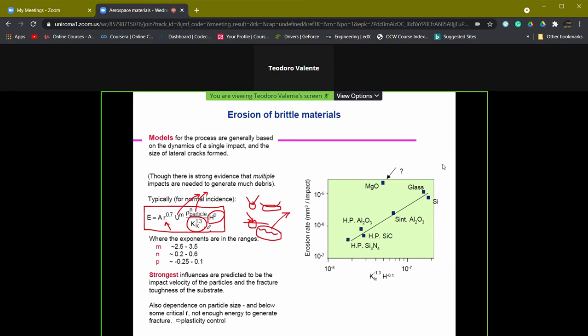So we cannot be surprised if the value of fracture toughness is inversely proportional to the erosion rate. That means if we increase the fracture toughness of the surface, we also reduce the erosion rate of the surface itself. So fracture toughness is an important parameter which appears in erosion, but does not appear in adhesive or abrasive wear.